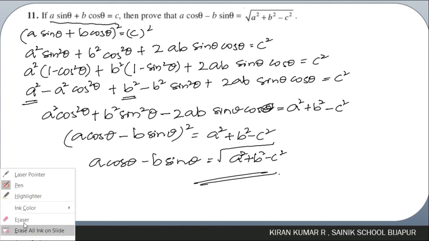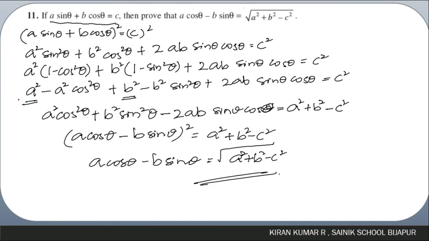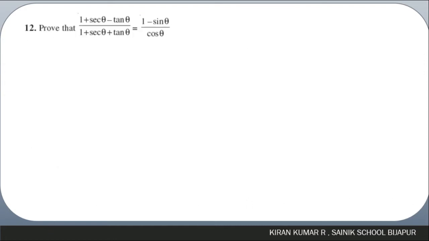What is a very important step we have followed here? This is the most important step. I have replaced sin square theta and cos square theta in terms of 1 minus cos square theta and 1 minus sin square theta and then simplify it. Unless we substitute in this particular step, we won't get the result in that easier way. Right, next question. Question number 12.